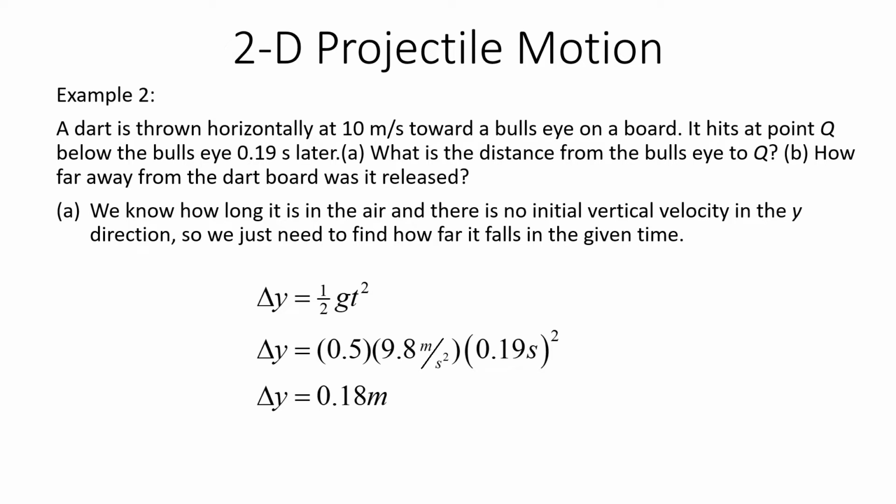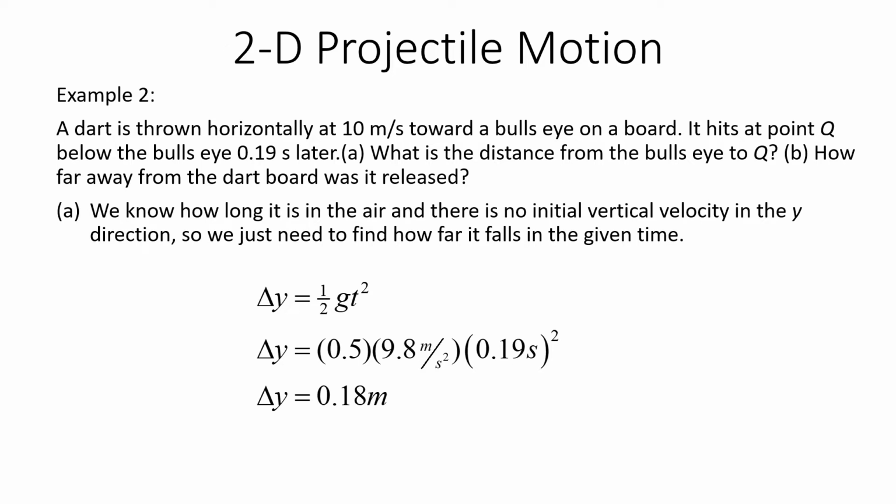So we get delta y equals 1/2 gt squared. And plug the numbers in. We get 0.5 for the 1/2, 9.8 meters per second squared for g, and the time 0.19 seconds, and then we square that, and we get 0.18 meters. So 18 centimeters is how far below the bullseye it hits.